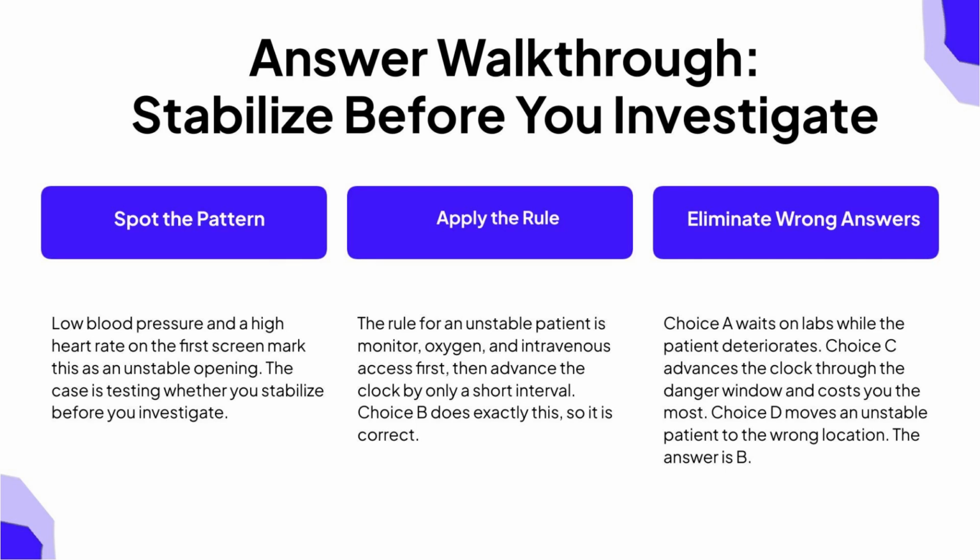Let us break it down. First, spot the pattern. Low blood pressure and a high heart rate on the very first screen mark this as an unstable opening, and the case is testing whether you stabilize before you investigate. Now apply the rule. For an unstable patient, you place the monitor, give oxygen, and obtain intravenous access first, and only then advance the clock by a short interval. That is exactly option B, so option B is correct.